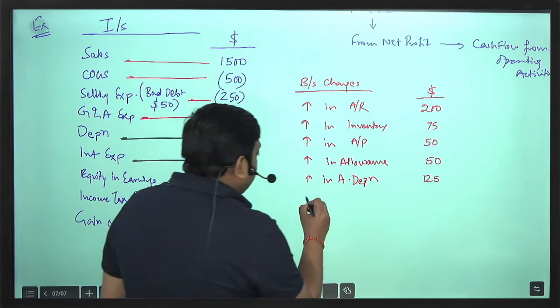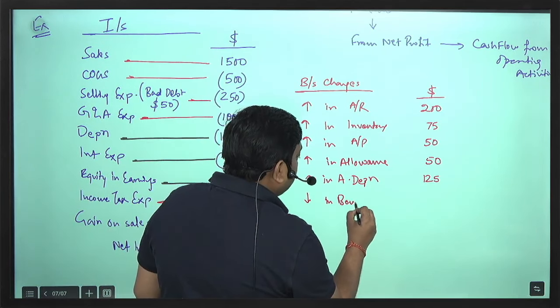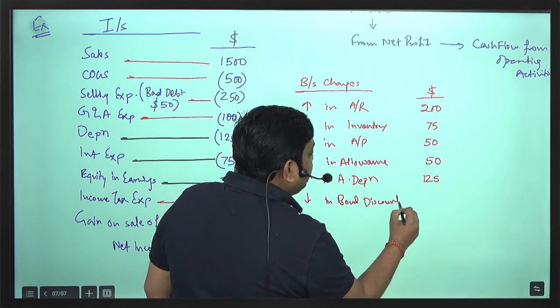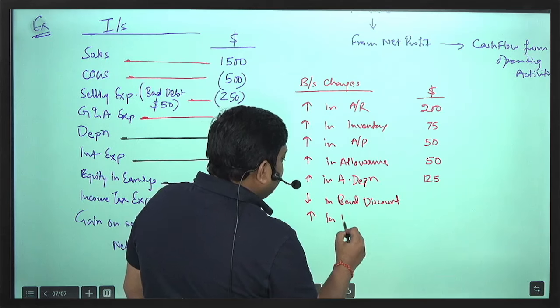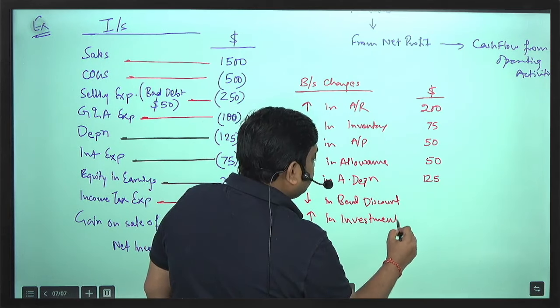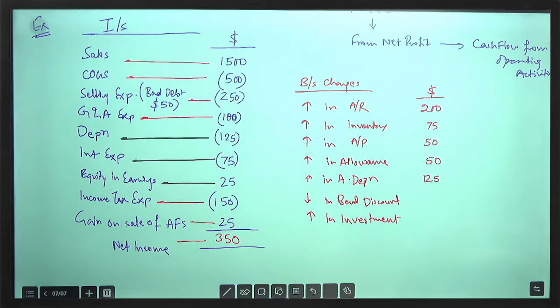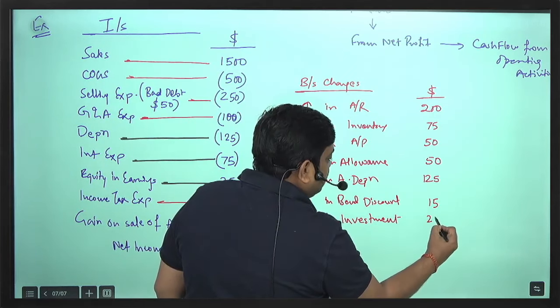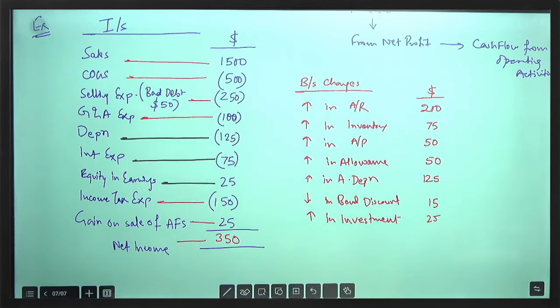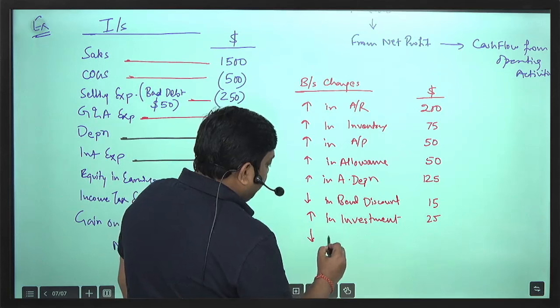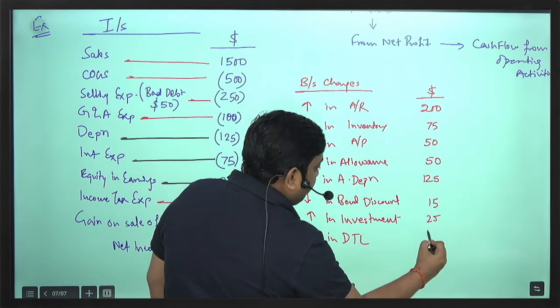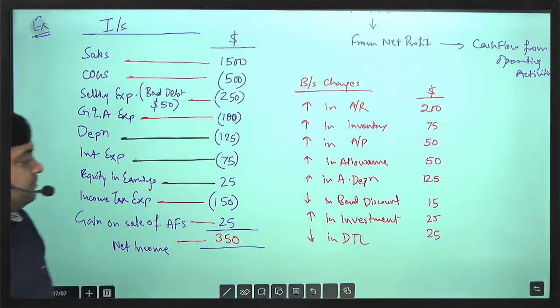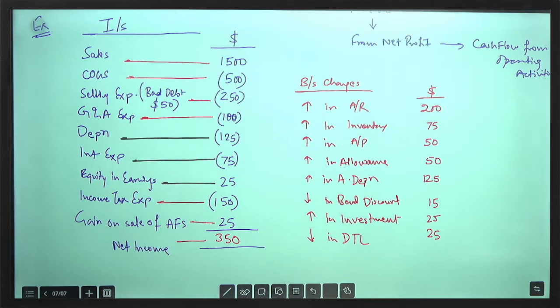Decrease in bond discount. It means some part of the discount has been written off. Increase in investment. Right? This is 15, this is 25. Decrease in deferred tax liability. Right? Then we have increase in tax payable.